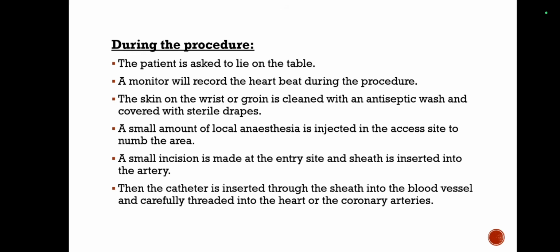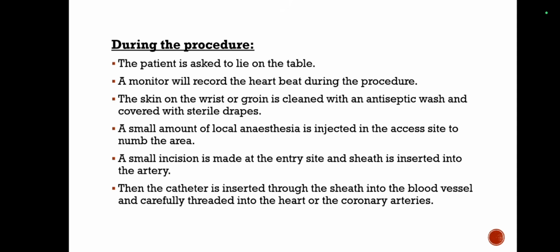So next is during the procedure. So during the procedure, what is happening? The patient is asked to lie on the table. A monitor will record the heartbeat during the procedure. The skin on the wrist or groin is cleaned with antiseptic wash, which means they use betadine to clean the particular area, and then it is covered with sterile drapes. A small amount of local anesthesia is injected in the access site to numb the area. A small incision is made at the entry site and the sheath is inserted into the artery.